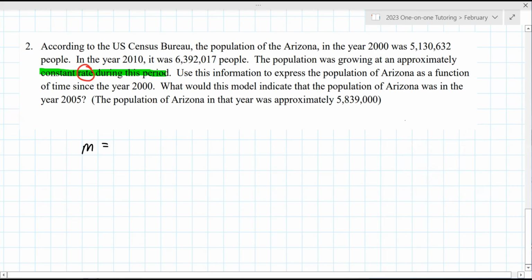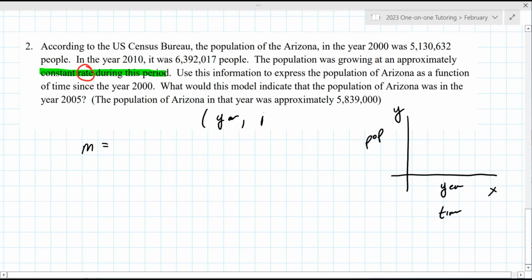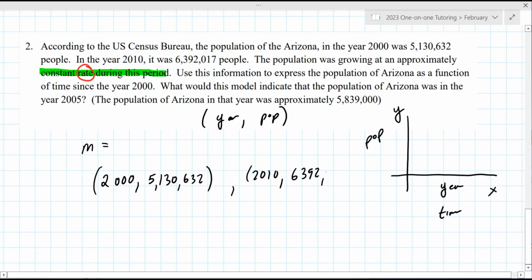All right. And what you also need to know is, well, what's on your x-axis and what's on your y-axis. So the year or the time is down here. And on your y is the population. So sometimes it's good to write it like year, comma, population, so that when you're writing the data points, you're in the right space. So 2000, and then the 5,130,632, and then the other data point is 2010, 6,392,017, like that.